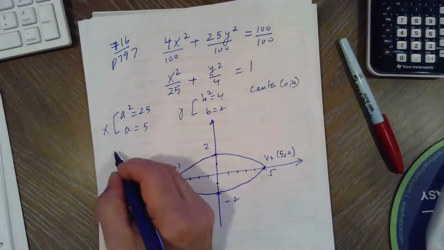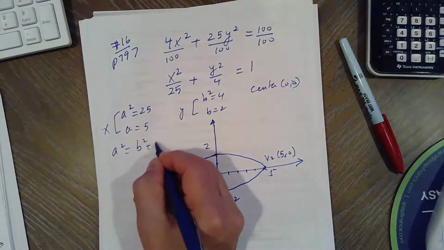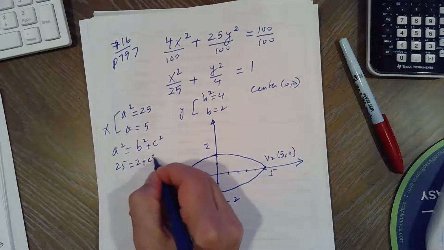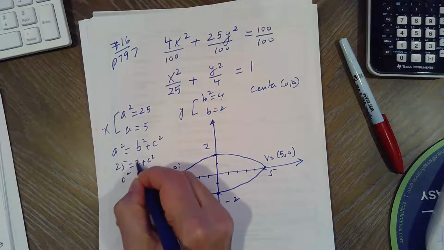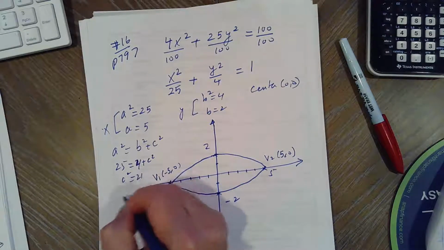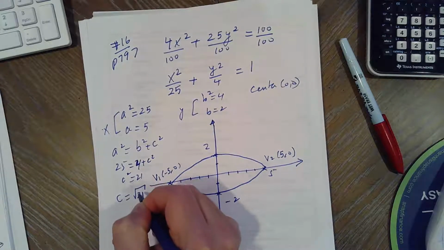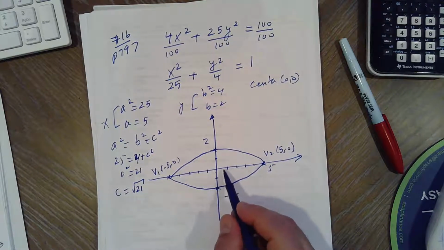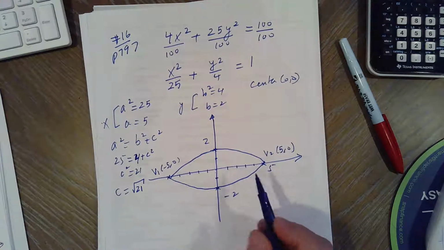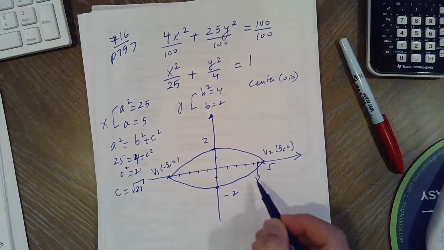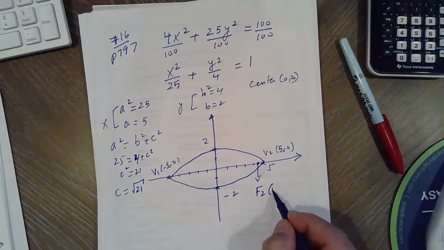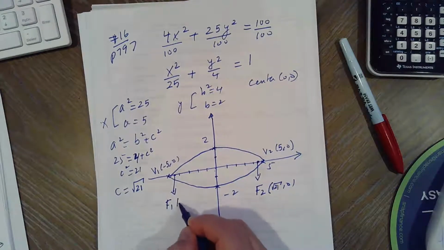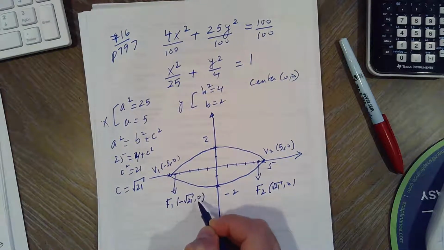We have A and B. A squared equals B squared plus C squared. 25 equals 4 plus C squared. C squared is 21. C is the square root of 21. So from the center, we go the square root of 21, which is almost 4.5. So this is F2, square root of 21, 0. F1 is negative square root of 21, 0.